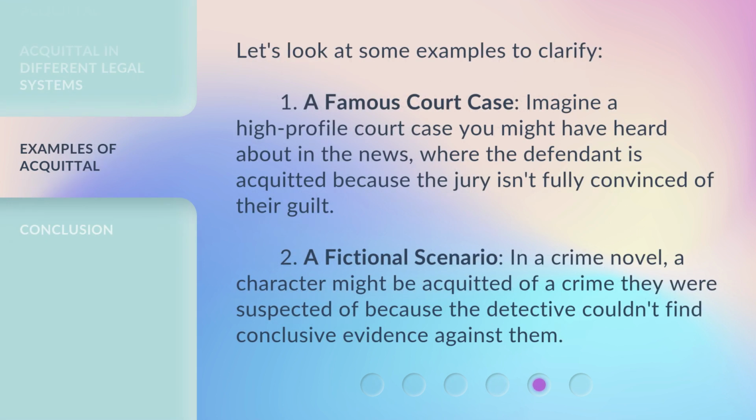Let's look at some examples to clarify. 1. A famous court case. Imagine a high-profile court case you might have heard about in the news, where the defendant is acquitted because the jury isn't fully convinced of their guilt. 2. A fictional scenario. In a crime novel, a character might be acquitted of a crime they were suspected of because the detective couldn't find conclusive evidence against them.